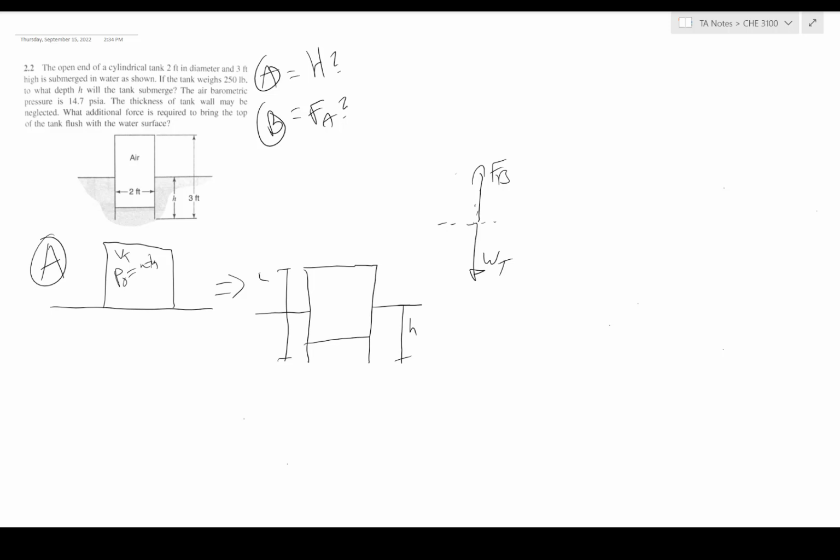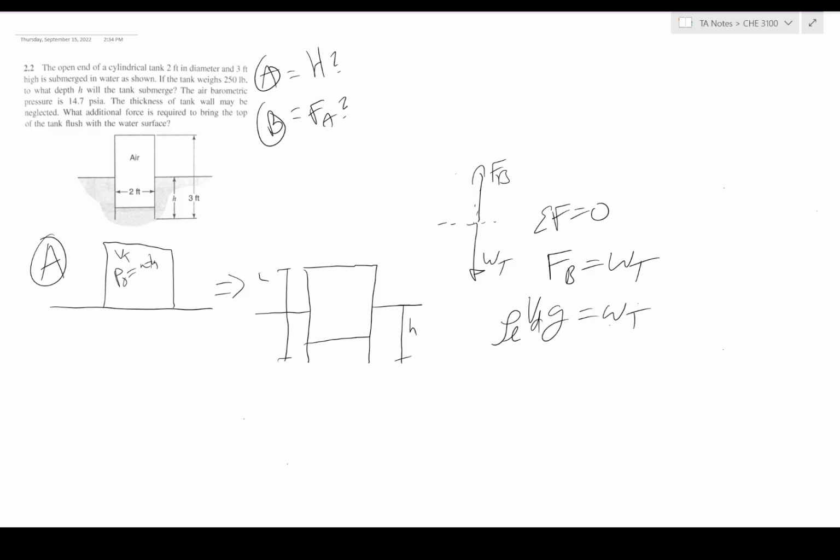It's not accelerating, so we know that the summation of forces must equal 0. As such, the force of buoyancy must be equal to the weight of the tank. So, figuring out force of buoyancy, like we said earlier, is equal to the density of the liquid times the volume that's being displaced times gravity, which is going to be equal to the weight of the tank.